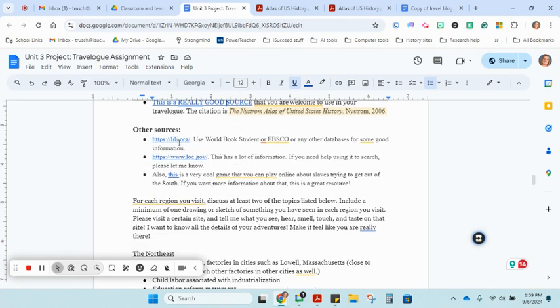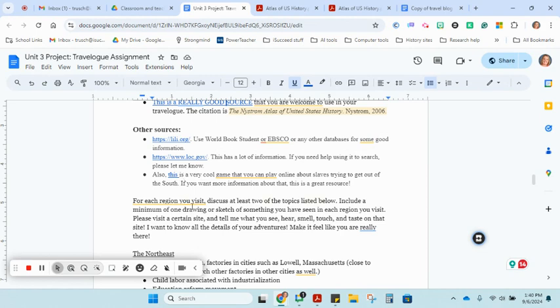Other sources: Lilly, Library of Congress. I have a game also on Mission US that you could play about slaves trying to get out of the South. You don't have to if you don't want to. I'm also going to put down there what we have as far as our school library website, okay? Because that has some good links too, okay?